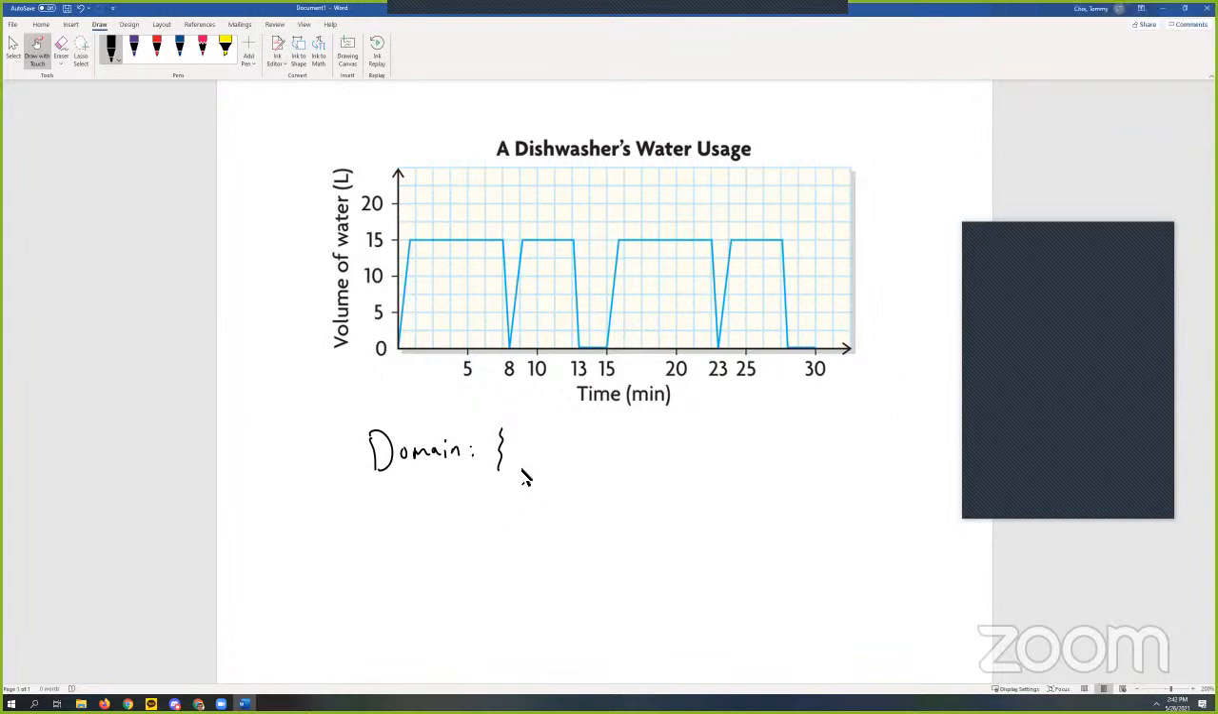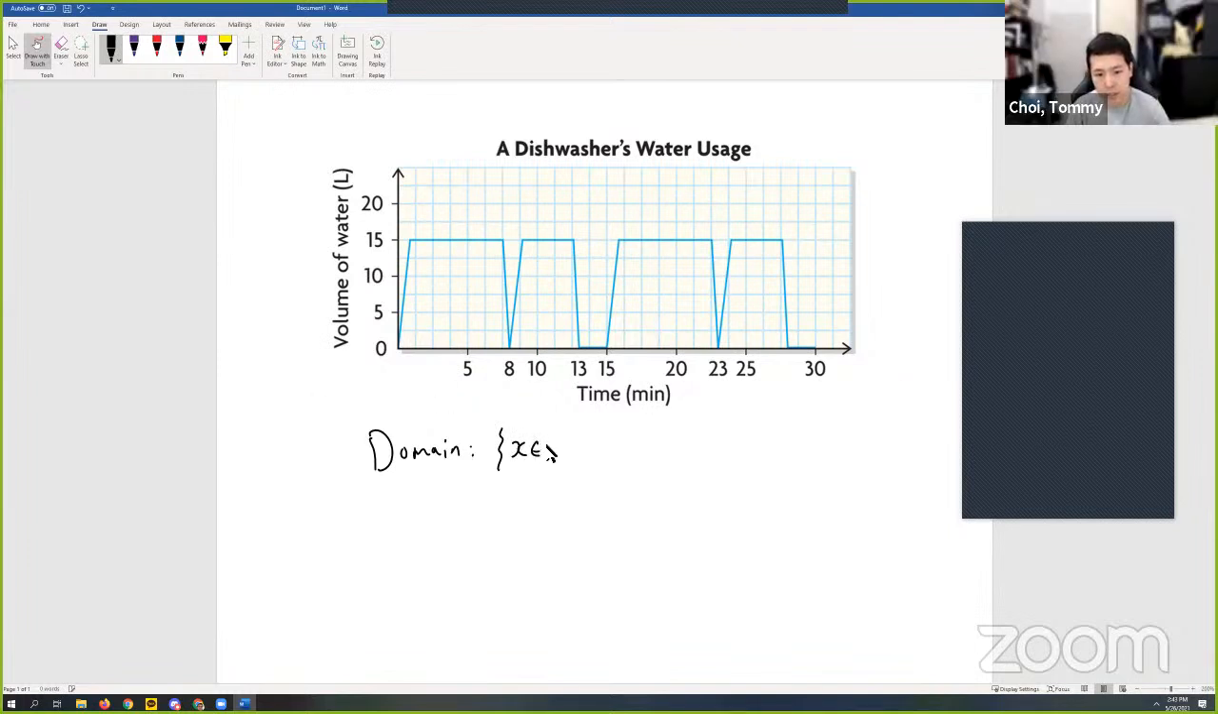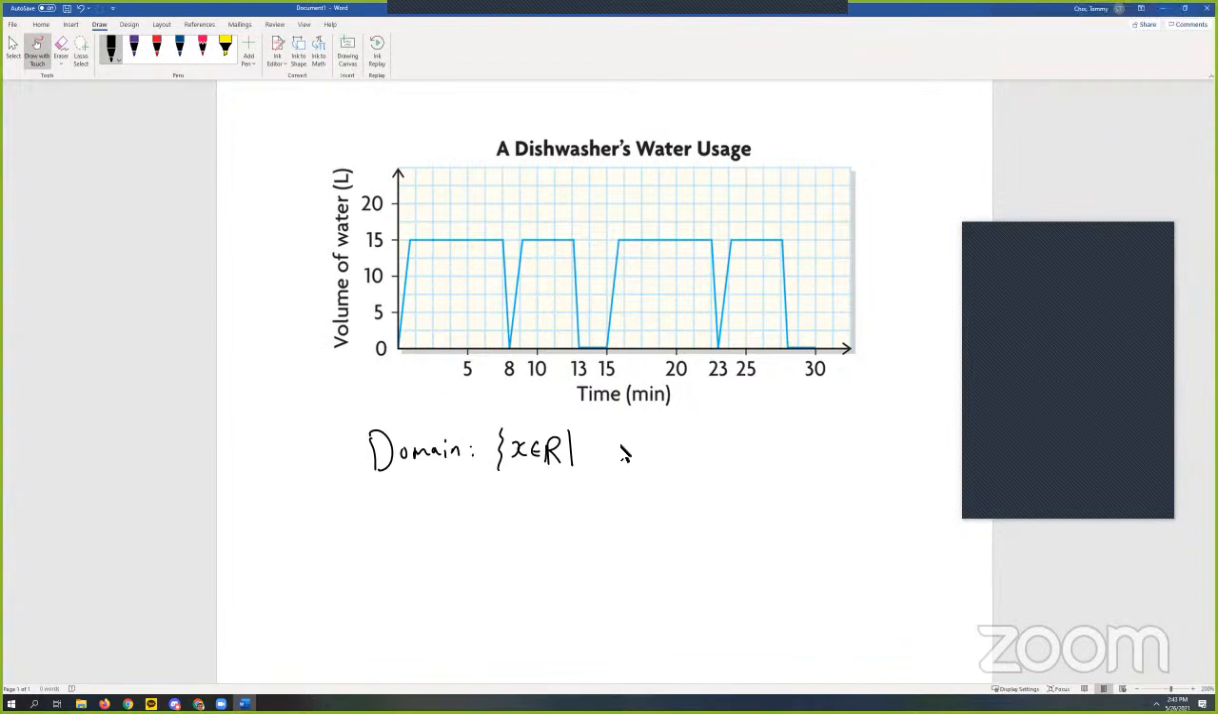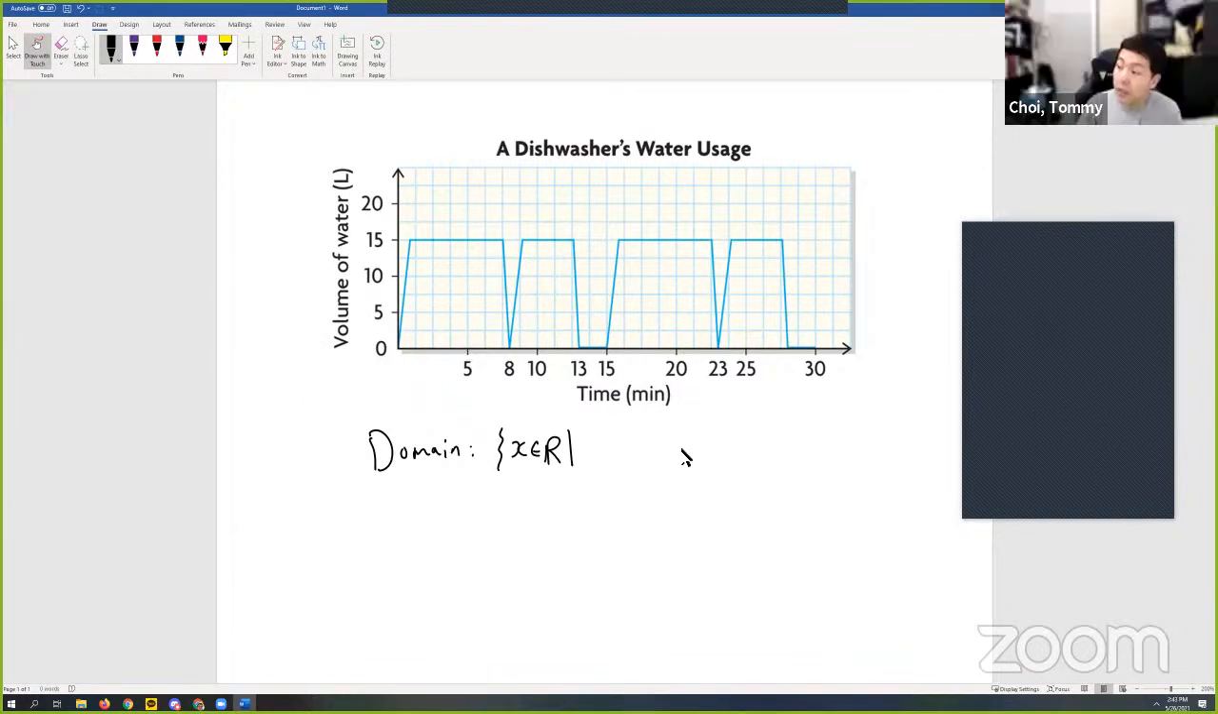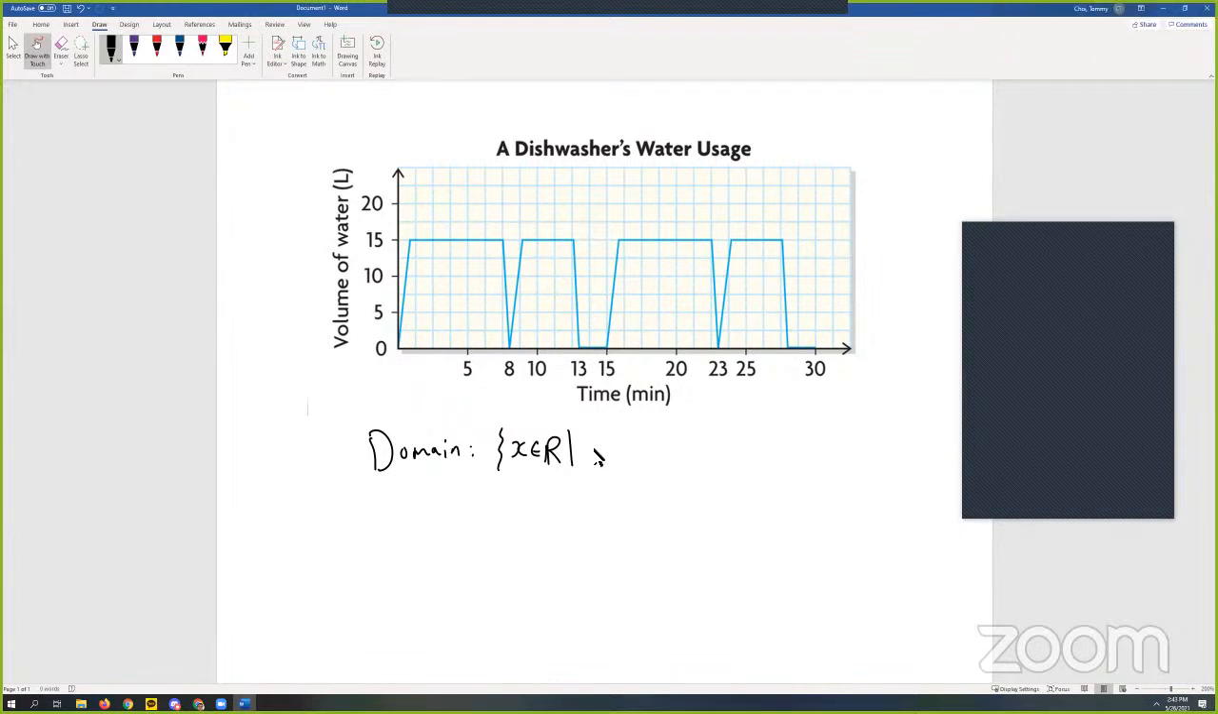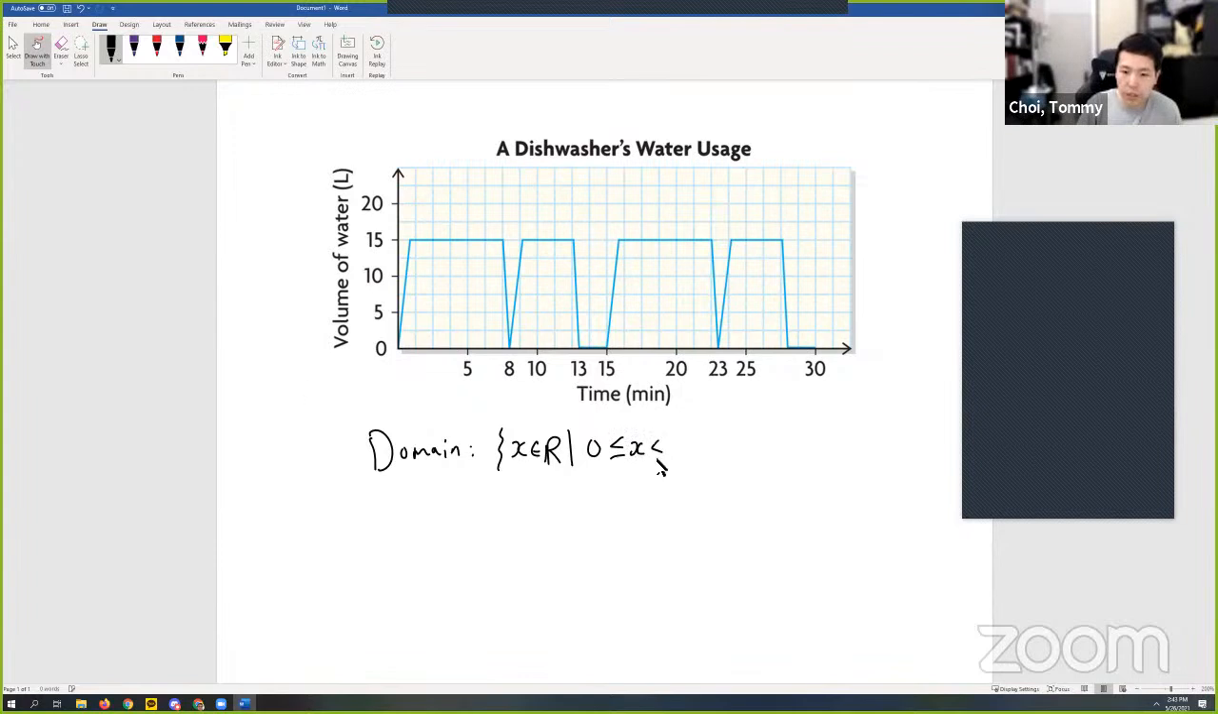Isn't it like the x is an element of the real numbers and y is an element of the real numbers? Yep. So we have x is an element of the real numbers. Is there a restriction for x? Anyone? Would it be 30? 30 would be the upper limit. What's the lower limit? 15. Not 15. 0? 0, where it starts at. So it actually looks like this.